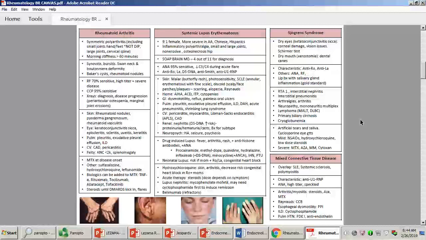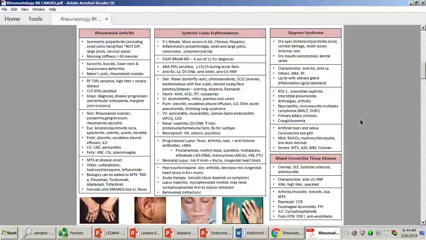Complement is decreased during a flare. We know that's something we can use. Also, anti-double-stranded DNA is usually increased during a flare if that's something that they've already had positive before. So if you are looking for disease activity on the inpatient basis, it's appropriate that you can order those things to see. Although, of course, they sometimes take a while to come back.